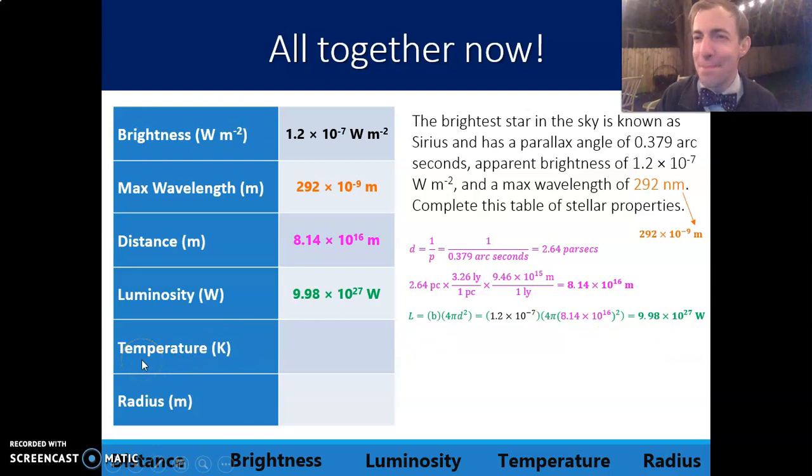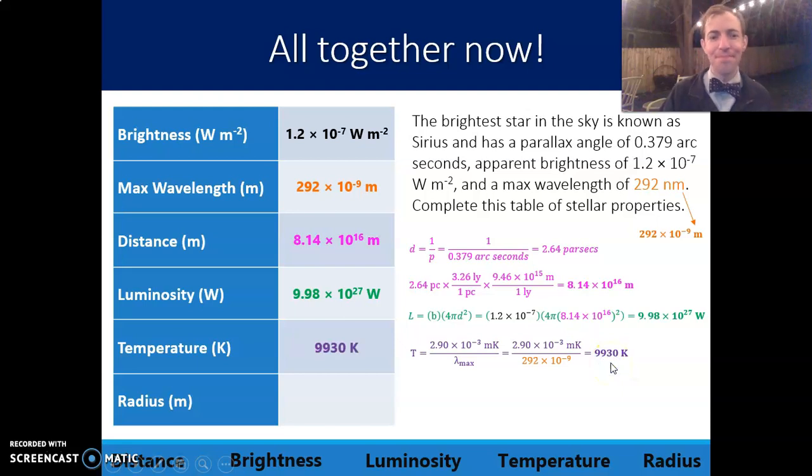Next, we want to find the temperature. The temperature here is related pretty much only to this maximum wavelength that we calculated here in meters before. And that relationship between the max wavelength and the temperature, solved for temperature, is just 2.90 times 10 to the negative third divided by that max wavelength. Plug that in, and you can find a temperature of 9,930 degrees Kelvin.